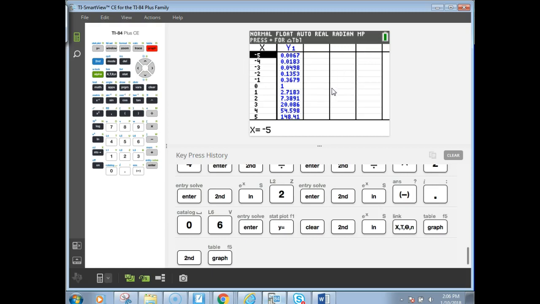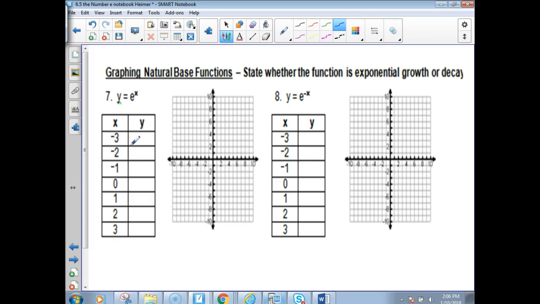I'll go ahead and write them down really fast because I don't want to waste a bunch of time copying these awful decimals. But anyway, 0.05, you can just copy what I'm writing if you like, or you can copy the table. I'm just going to the hundredths place. 0.05, 0.14, 0.37, 1. The next one is 2.72. That's actually e rounded to 2 decimal places. 7.39 and 20.09.